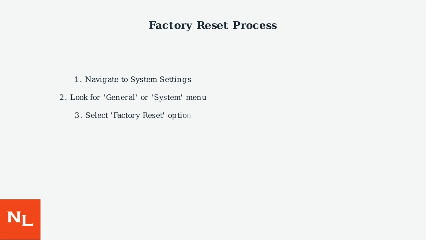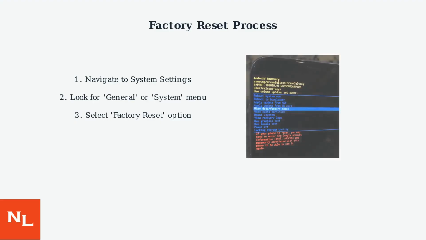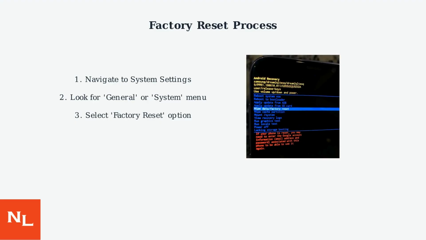When your Acura infotainment system experiences persistent issues, a factory reset may be necessary. This process will restore your system to its original settings. Here's what a typical factory reset screen looks like on mobile devices. The process is similar on your Acura system, though the interface may look different.